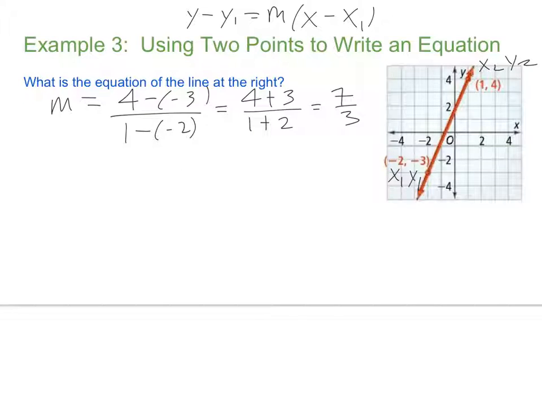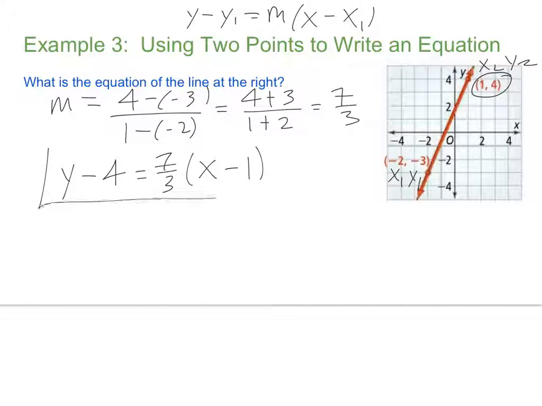Now I'm going to pick the easier of the 2 points, and so I believe that that is x is 1 and y is 4. So for my equation, I have y minus y sub 1, although it looks like y sub 2 in this case, which is 4, equal to the slope 7 over 3 times x minus x sub 1, which is minus 1. And I get the equation just like that.